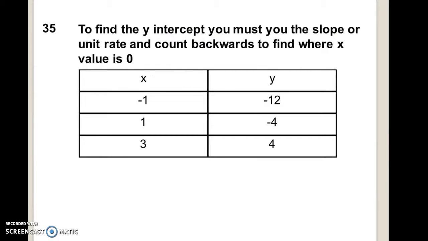Alright, so go ahead and have this table down, and the rule is right on top. To find the y-intercept, you must use slope or unit rate to count backwards to find the x value for 0. I'm going to show you how to do that exactly. Make sure you have this in your notes. Go ahead and pause the video because I'm going to switch over to me working it out. So one more time, to find the y-intercept, you must use slope or unit rate and count backwards to find the x value for 0.